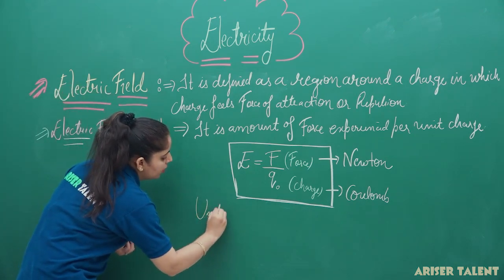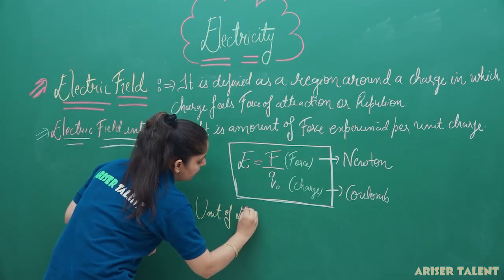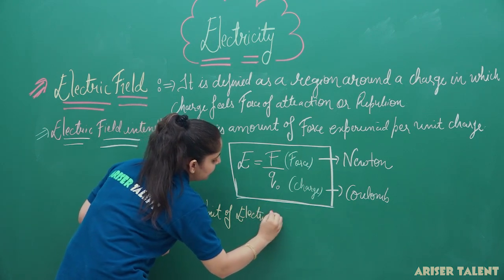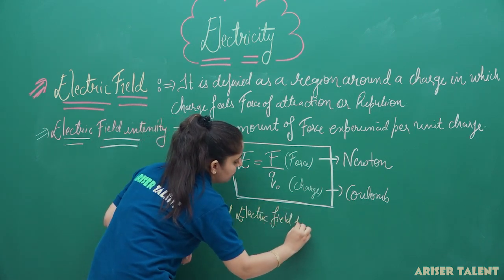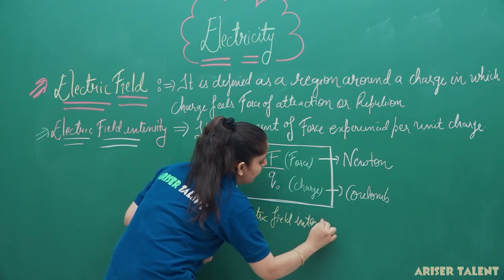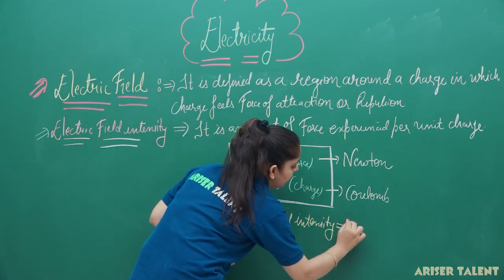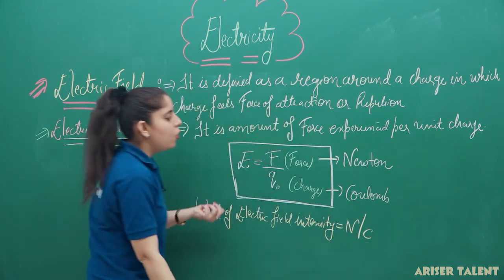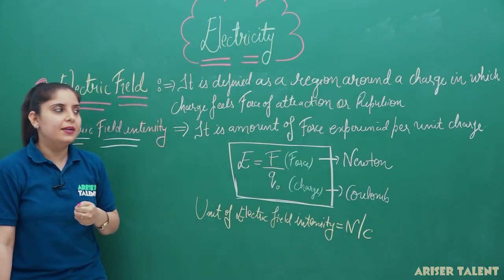So the unit of electric field intensity will be Newton per Coulomb. So this is about the unit of electric field intensity.